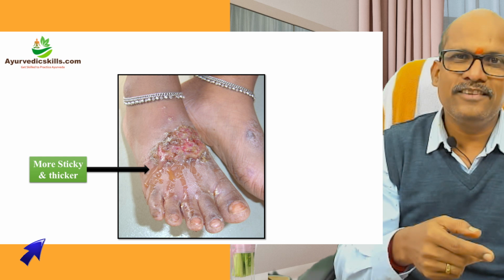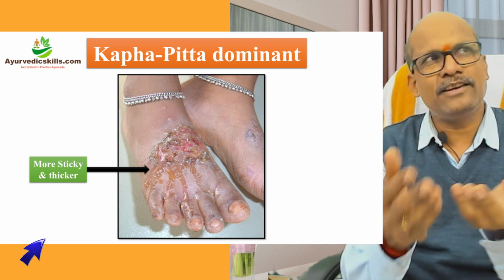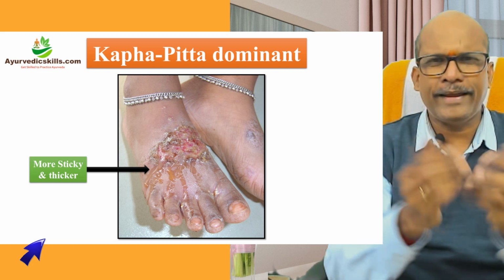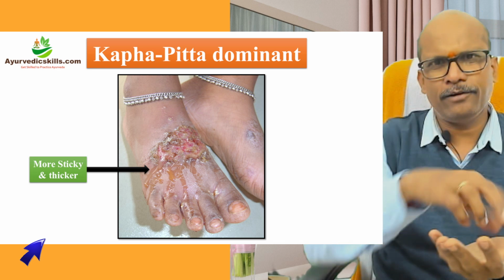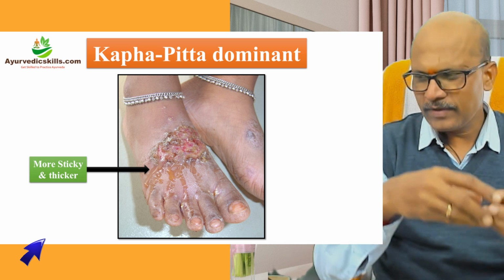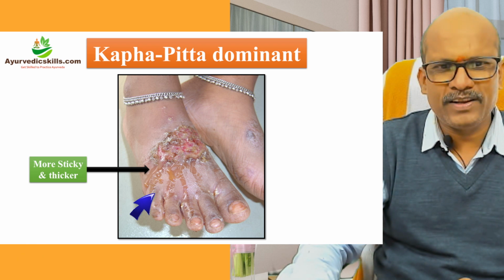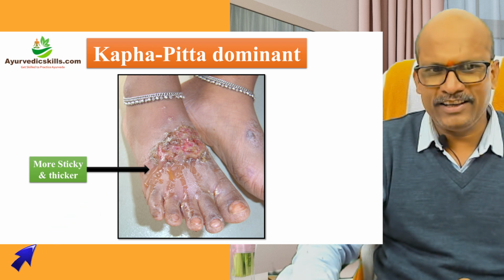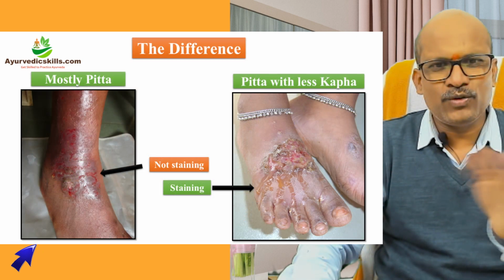Now in this one, it is sticky and thicker. Consider Lasika as salt water, like Ushna Jala. When we add Prithvi Mahabhuta into that, that is Kapha. When Kapha association starts, it becomes more and more thick, and the thicker it is, the more it stains. So here staining is there, it is thick and sticky. So it is Kapha and Pitta dominant.